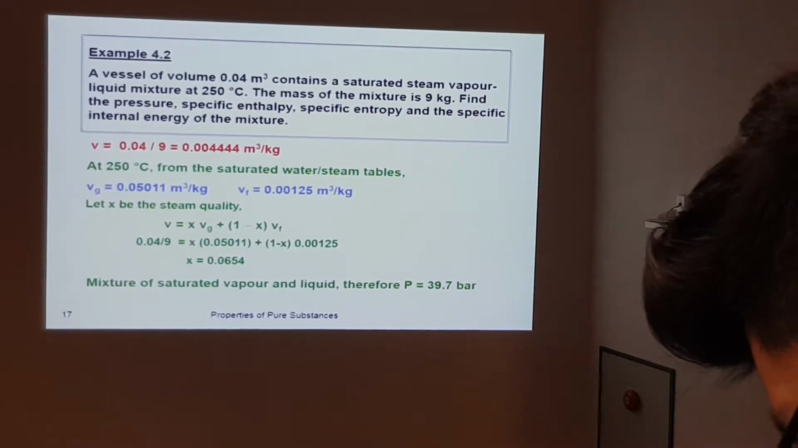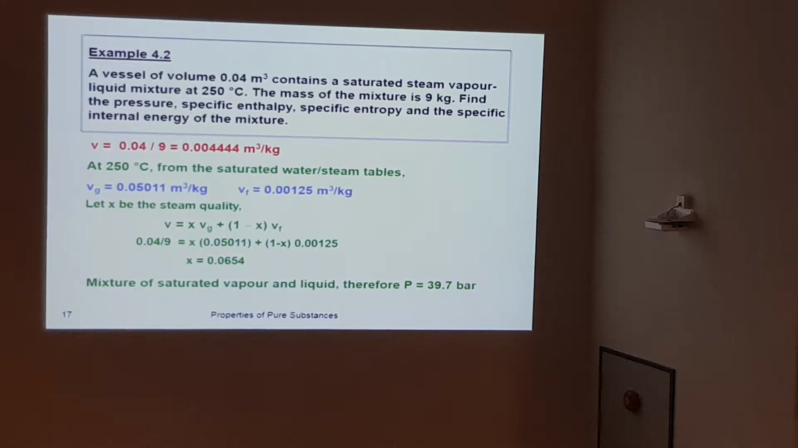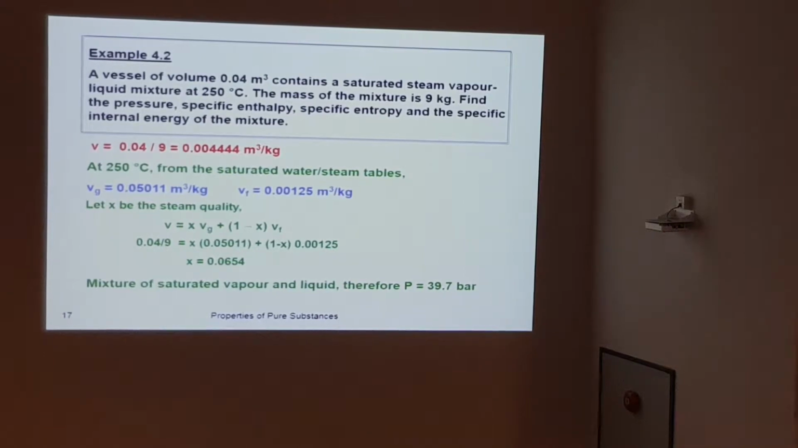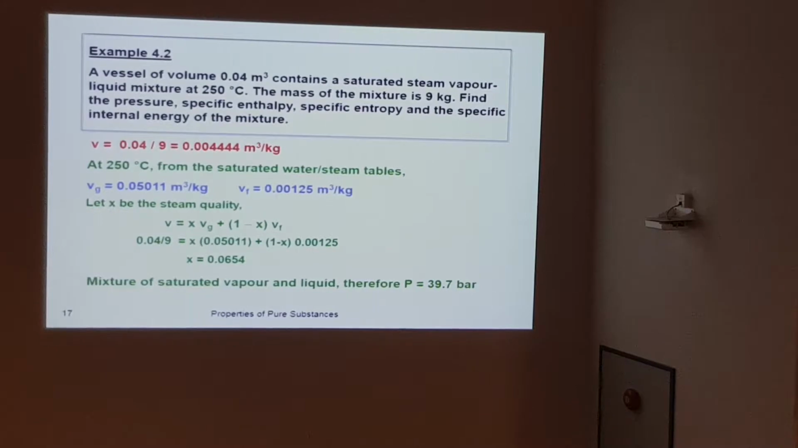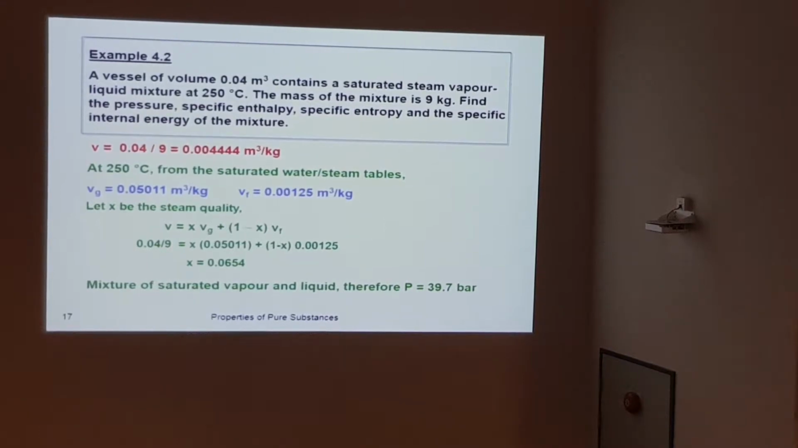Any questions? For any type of question, you should follow this rule. Try to find out the value for vapor and liquid, then compare. But for this question, it's very straightforward. It is already given as a mixture, so you have to find the quality first. After you find the quality, you can carry on to calculate all the other properties. So far, okay?